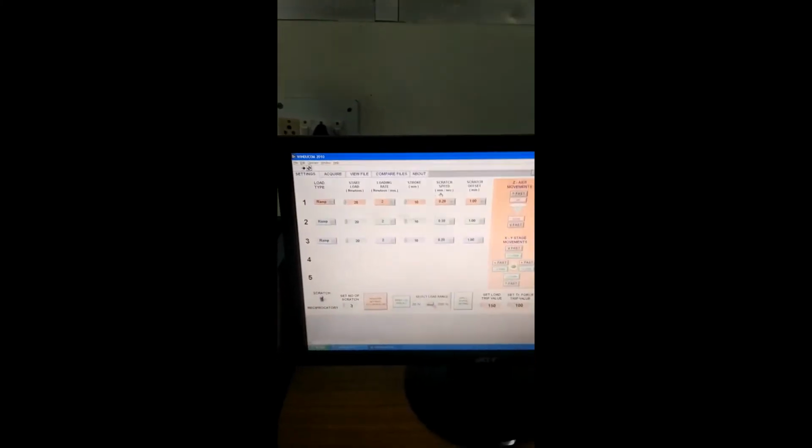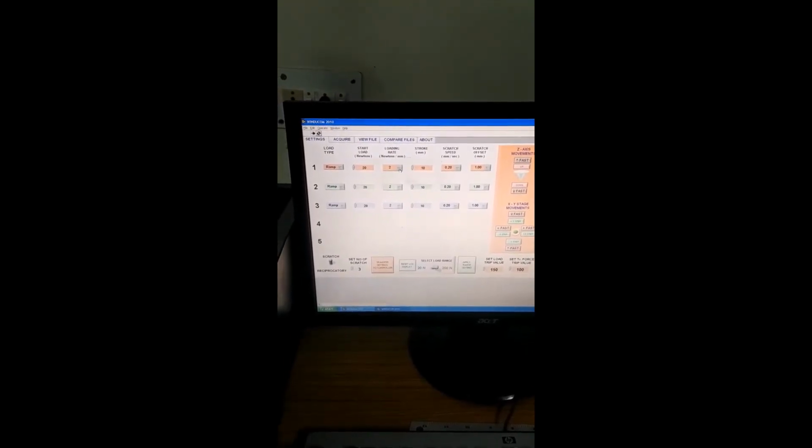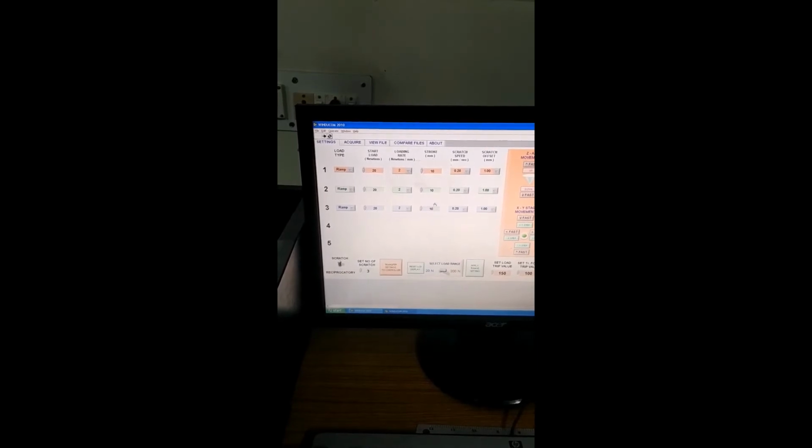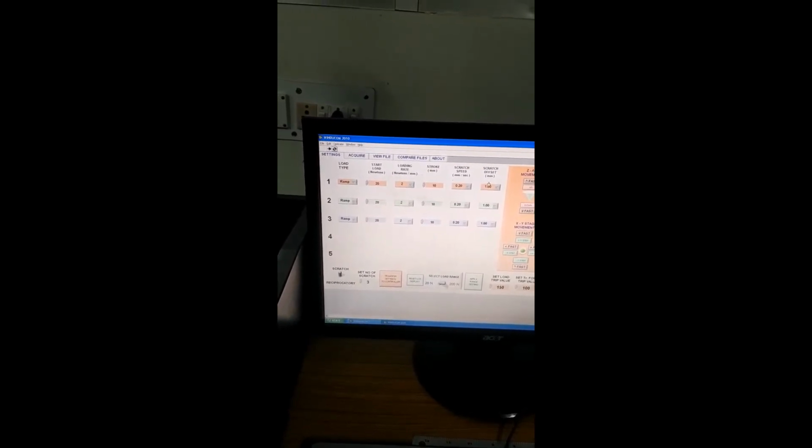So our convention is ready. We are going for ramp loading, and the scratch speed is 0.2 mm per second, and the loading rate would be 2 newtons per mm. The start load would be 20 newtons, and the scratch length or the stroke would be 10 mm, and the distance or the gap between two consecutive scratch marks would be 1 mm. That means the scratch offset. So this is the overall setting.